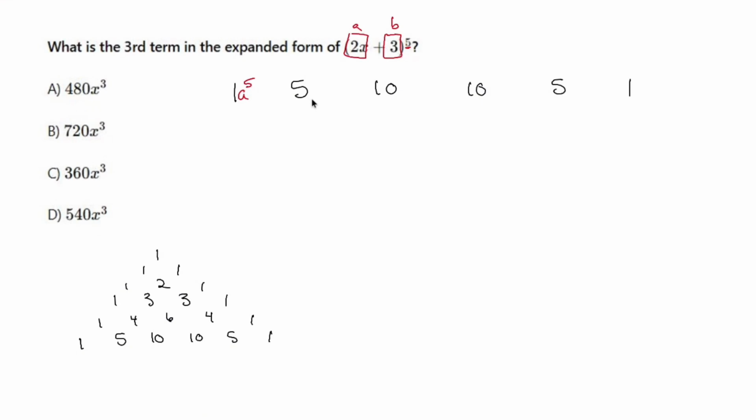A to the fifth, a to the fourth, a to the third, a squared, a. The last one will never have an a attached to it. Do the same thing with your b. B to the fifth, b to the fourth, b to the third, b squared, b, no b there, plus signs in between. Now the nice thing about this guy is we don't have to do the whole thing.